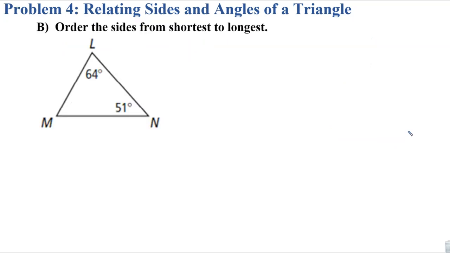In part B, we're going to do the same thing basically. This time we're going to order the sides instead of the angles. So here it says order the sides from shortest to longest. I'm given the angles, but notice I'm missing one of them. So first thing I'm going to want to do with this one is find that missing angle M. Just like we've done a few times already, we'll take 180, the sum of the angles of a triangle, and subtract 64 and subtract 51, which will give us 65 degrees.